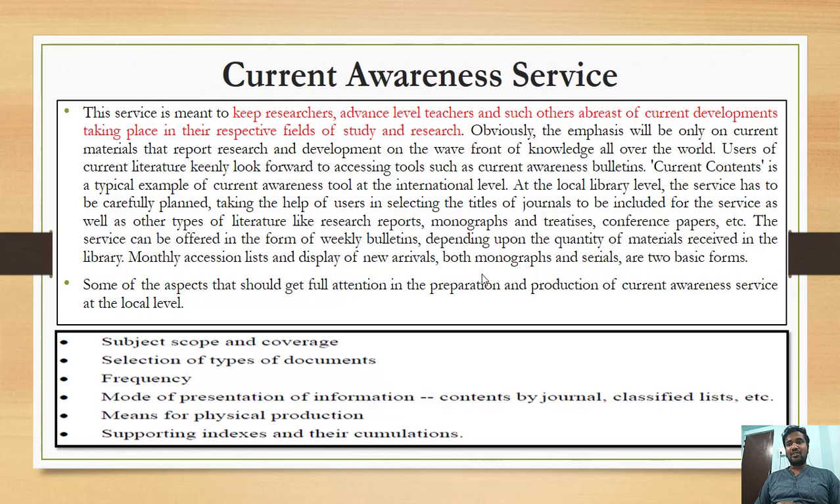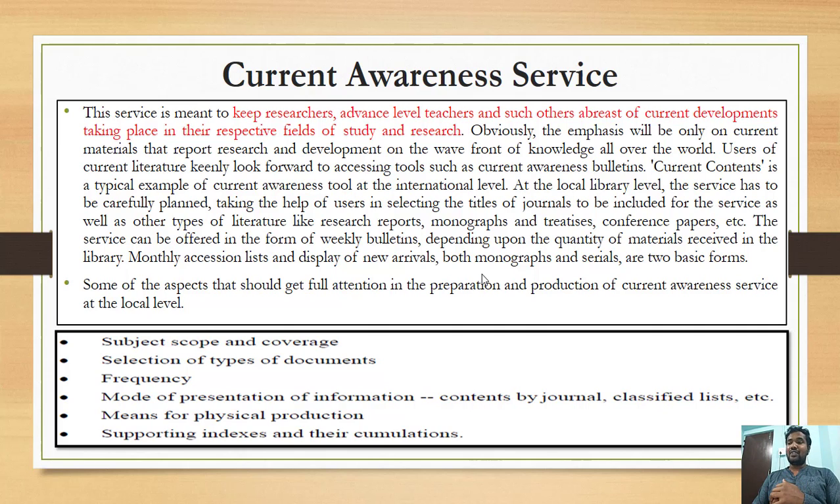Some of the aspects that should get full attention in the production of current awareness services at the local level are: what is the subject scope and coverage of the product you are developing? Selection of types of documents: which type of document do you want to include? What will be the frequency of the tool you are developing: weekly, monthly, fortnightly? How frequently are you going to bring out or update this tool?